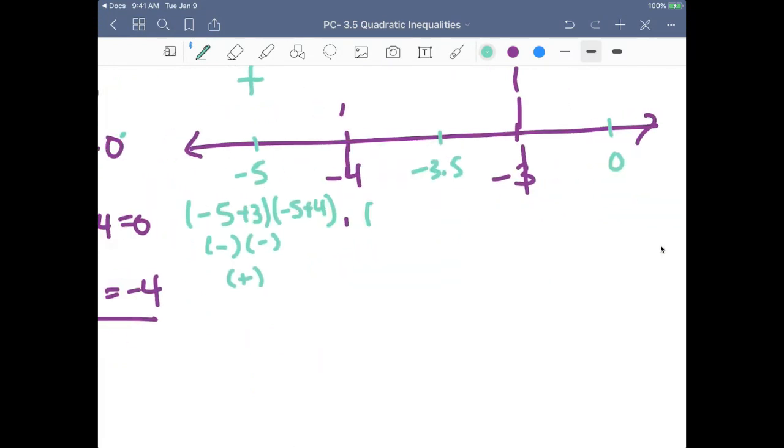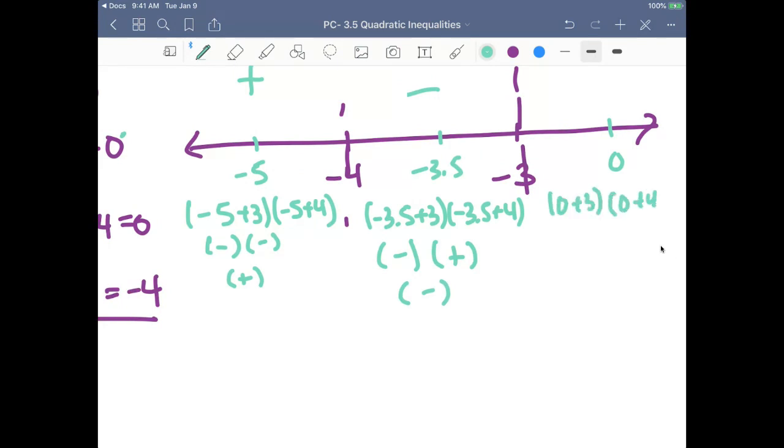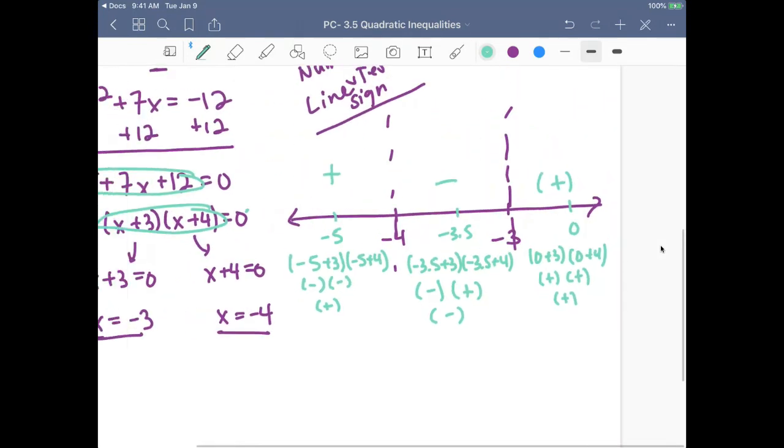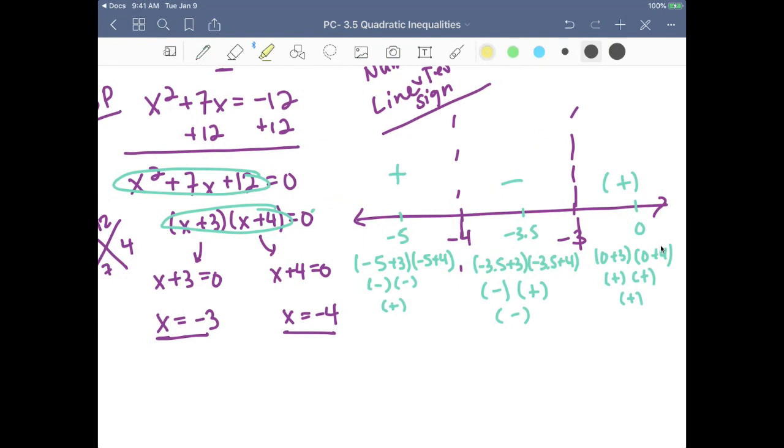Next section. Negative 3.5 plus 3 times negative 3.5 plus 4. Negative 3.5 plus 3 is a negative. Negative 3.5 plus 4 is a positive. So a negative times a positive gives you a negative. Okay, lastly, 0 plus 3 times 0 plus 4. Let's see, those are both positives. So I get a positive out in the end. So what's the graph going to look like? It looks like above the x-axis on the ends and below the x-axis in the middle.